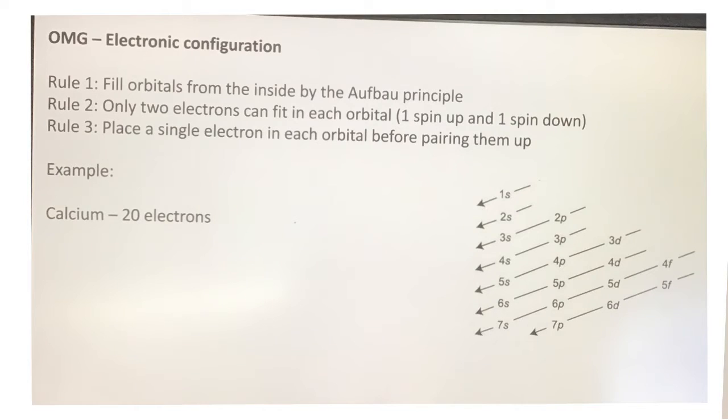Today we're looking at electronic configuration. Now if you remember back to GCSE, we used to say that they were in shells and there were 2 in the first shell and 8 in the subsequent shells after. But we're going to make it a bit more complicated now.